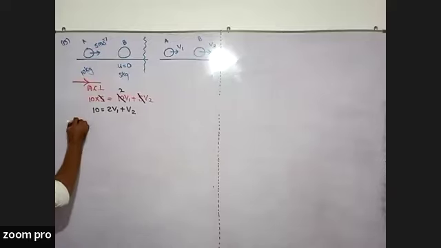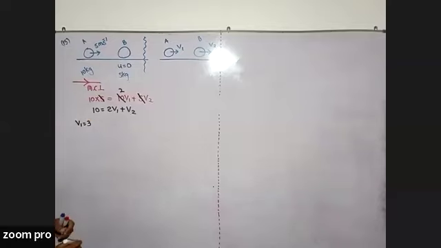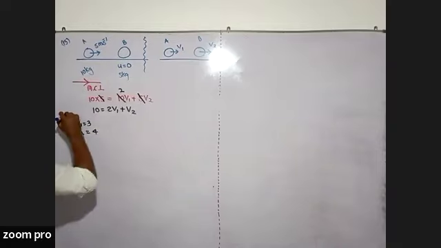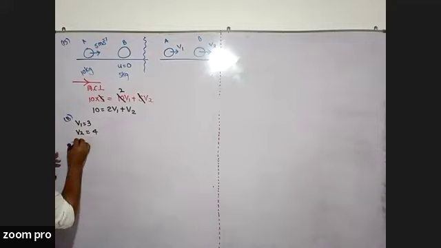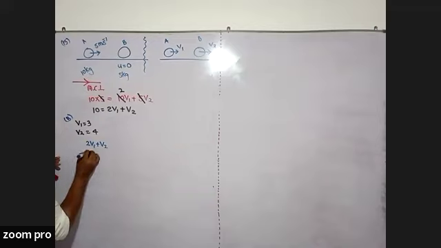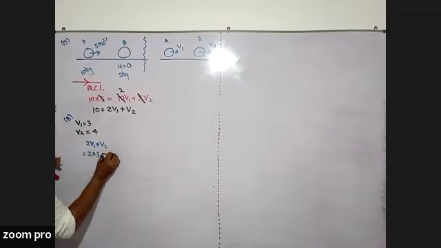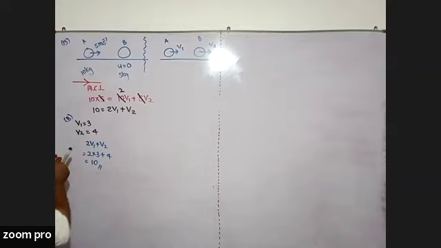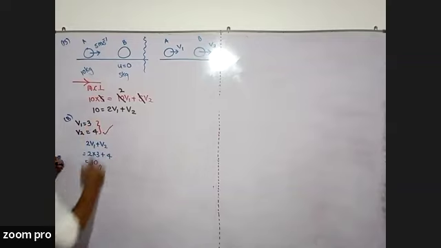Here it is given V1 as 3 and V2 as 4, right? So let's substitute these values into 2V1 plus V2. The answer is obtained as 10. So it should be correct. This couple can be accepted as a value for V1 and V2.